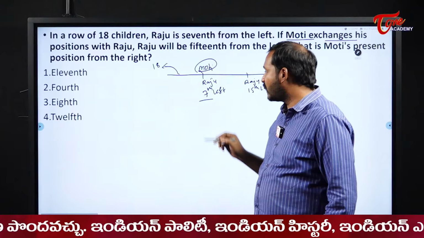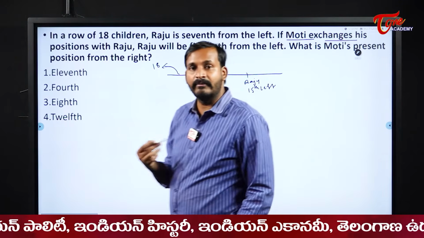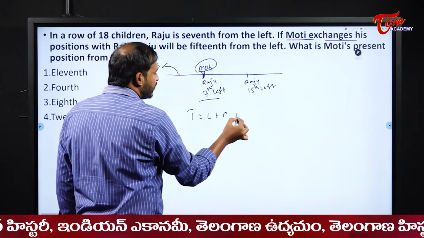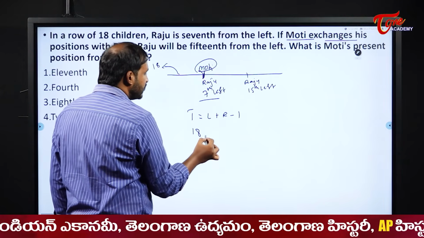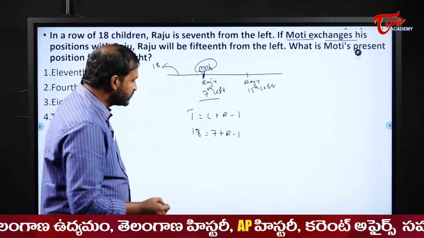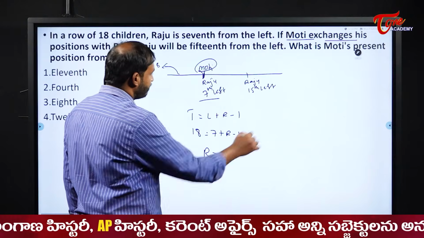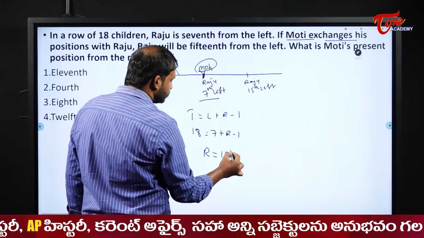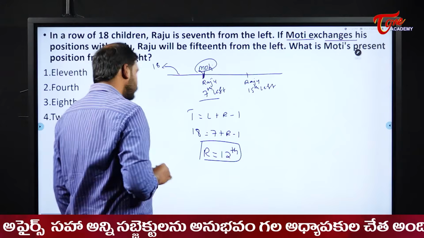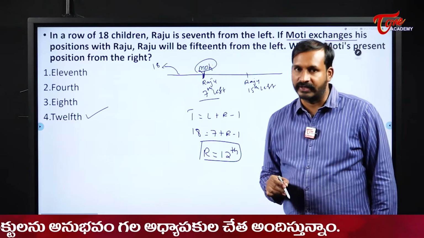From left, what is its position? 7th. From left it is 7th, right? So from right it will become what? Total is equal to left plus right minus 1. Total is 18. That is equal to 7 plus right minus 1. So 18 minus 6 it becomes 12. So from the right it will become what, students? It will become 12th. 12th will be the answer for us here. So from the right it will be 12th.